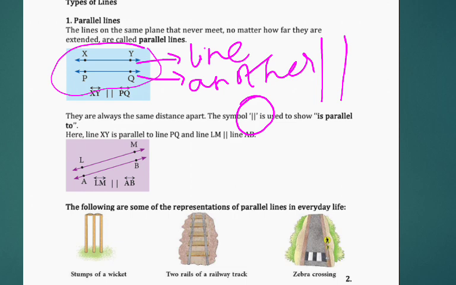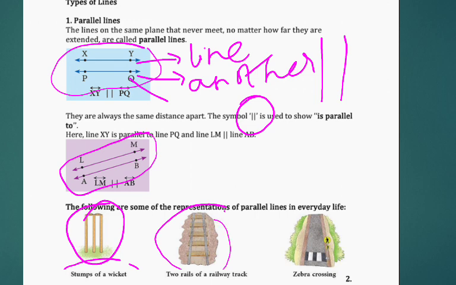Here are another two lines, LM and AB. Here we are using slanting lines. See, there we used horizontal lines. These two horizontal lines are parallel lines. Here we are using slanting lines. These two slanting lines are also examples of parallel lines. They never meet each other. Therefore, LM and AB are parallel to each other. Next, see some examples given there. Stumps of a wicket: you see these three lines are parallel.